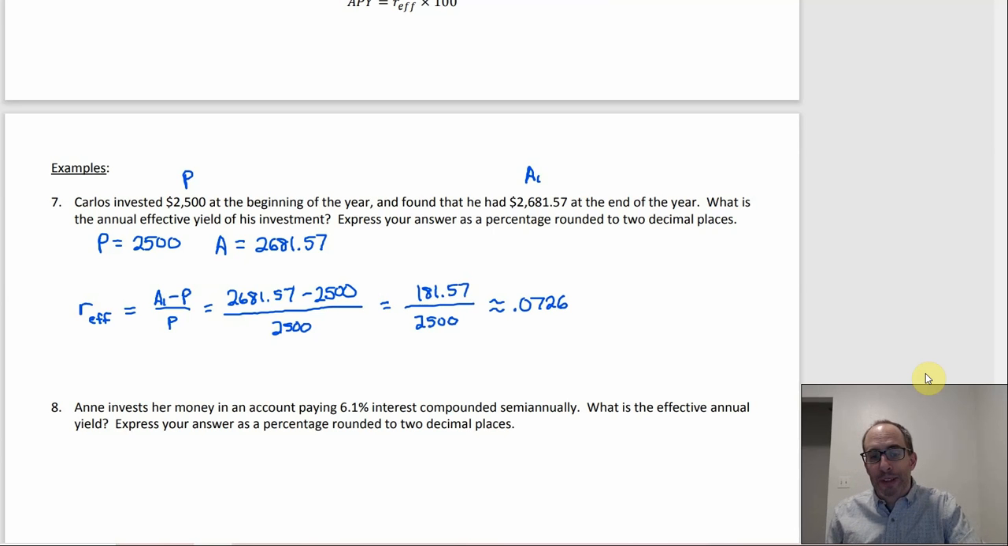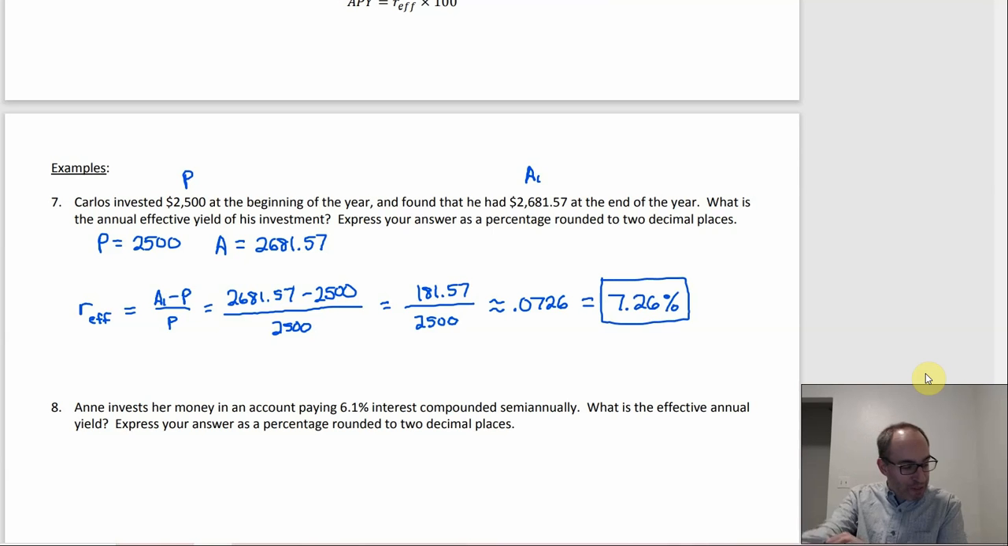And we're supposed to get this as a percentage rounded to 2 decimal places. That's why I rounded to 4 places here when it was in decimal form, because then when you convert it into percent form, you move it over 2 places, and we're good to go. 7.26%.